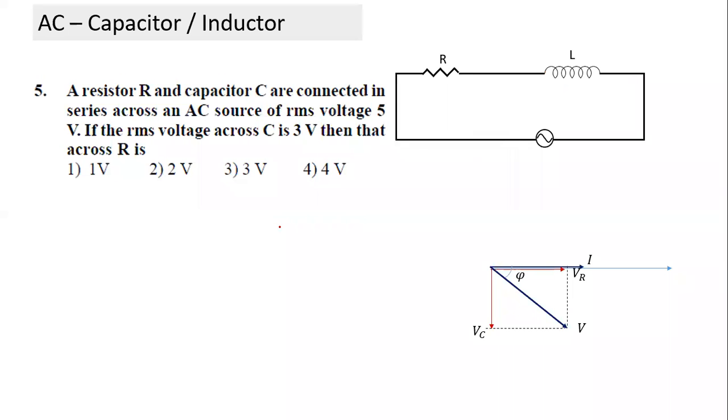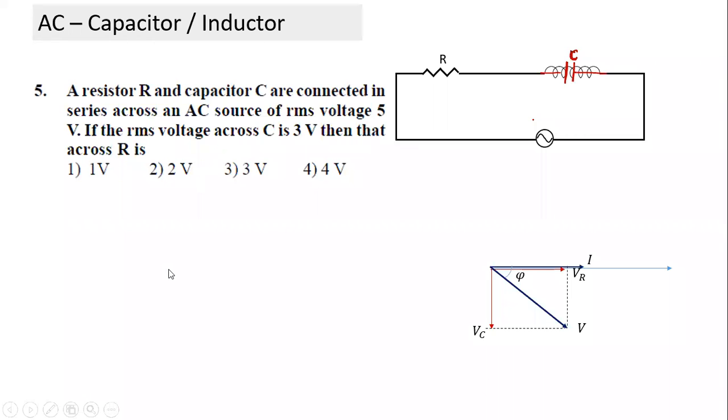Let's look at some simple questions here. Have you understood this part? A resistor and capacitor are connected across an AC source. RMS voltage is 5 volts. Somehow I made a mistake; wherever it says capacitor, I have to copy the inductor one. If the RMS voltage across C is equal to 3 volts, then what is the voltage across R?